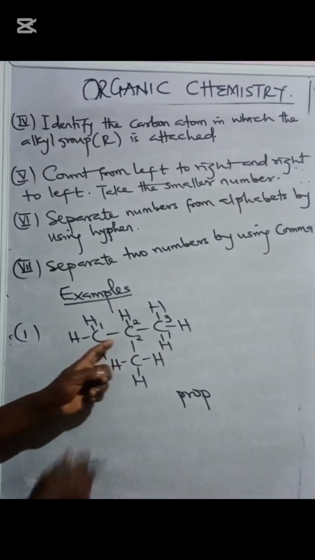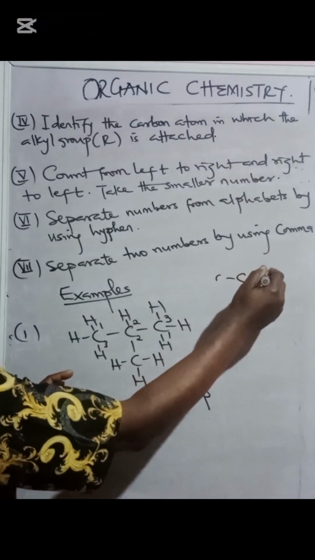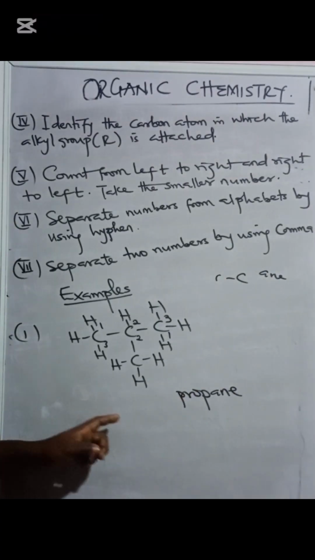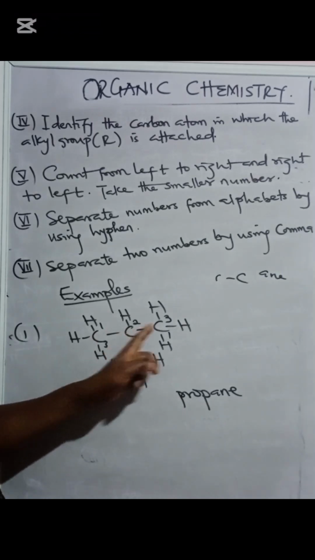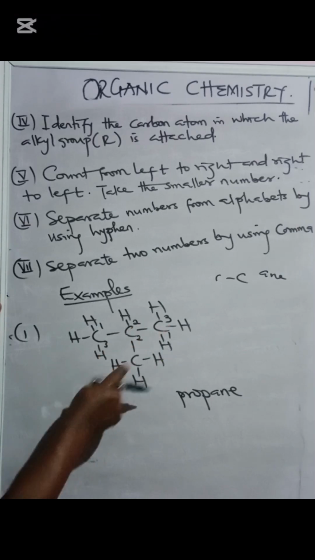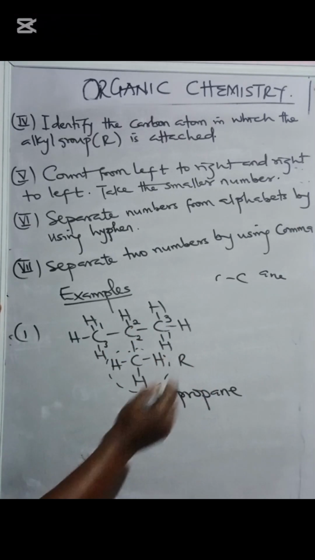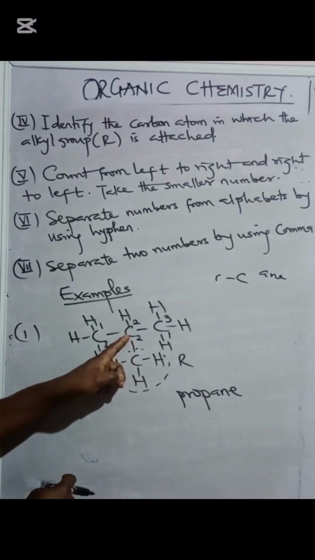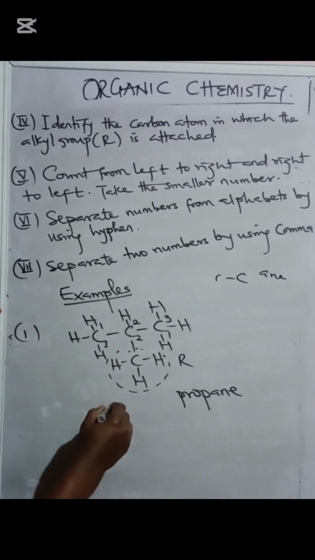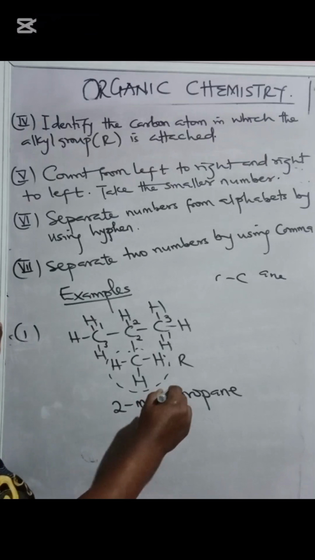The functional group here is the C-C single bond, so we end with alkane. This is the family name. The parent name, 1, 2, 3, is propane. This is what we call the alkyl group, denoted by R. It is a carbon, attached at carbon 2. So we say 2-methylpropane.